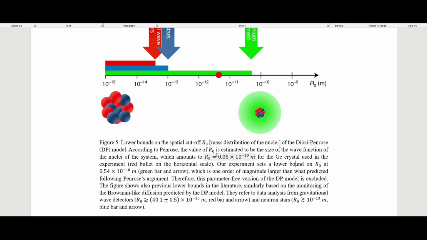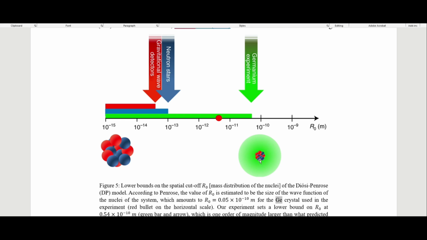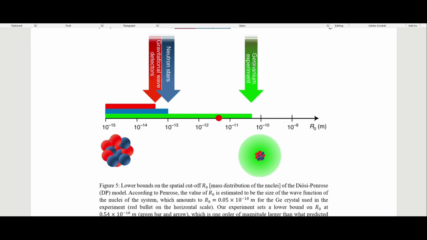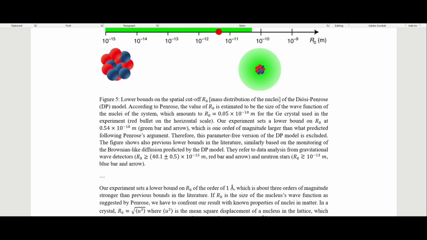According to Penrose, the value of this R naught is estimated to be the size of the wave function of the nuclei of the system, which here amounts to about 0.05 times 10 to the negative 10 meters for the germanium atom. So that's what they're looking at right here, for the germanium crystal used in the experiment. Our experiment sets a lower bound on the R naught at 0.54 times 10 to the negative 10 meters. So that's this right here. And this is 1 order of magnitude larger than what was predicted by Penrose's argument. Therefore, this parameter-free version of the DP model is excluded.